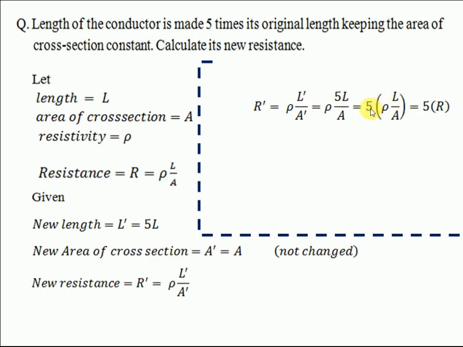If you see, you'll get 5 rho L by A, and whatever is inside the bracket can be replaced by R, because rho L by A is R. So I'm writing 5R. As you can see, now R dash has become 5R. So your new resistance is 5 times the old resistance, that is R. From this I can conclude that the resistance becomes 5 times the original resistance.